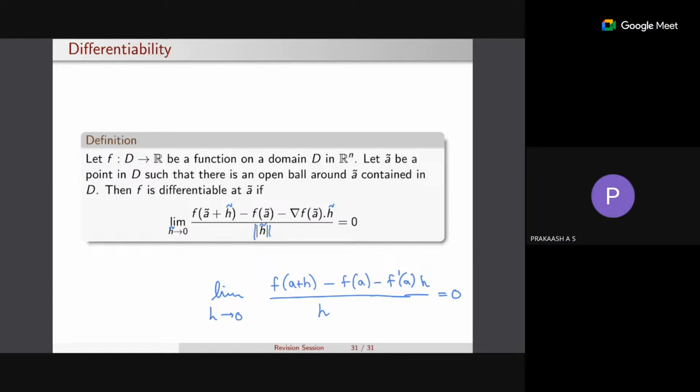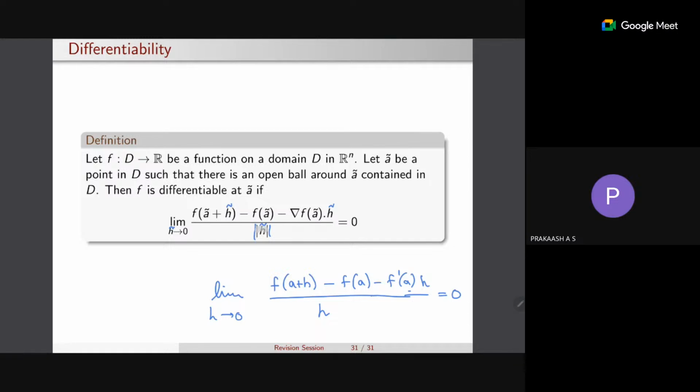Once again, if you find this to be more convenient, you can look at the one-dimensional case and see that f prime a is just replaced by the gradient. So the gradient is the higher dimensional analog of the derivative, and in many cases you can get the corresponding notions in higher dimensions by just replacing your derivative with the gradient.